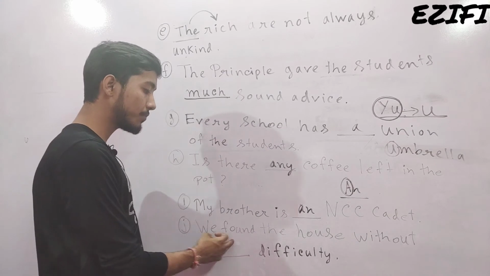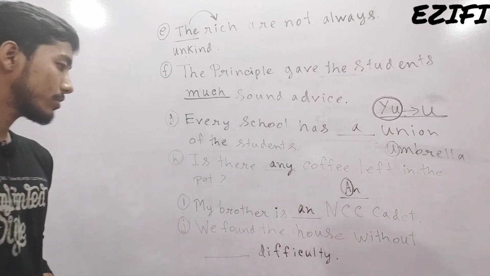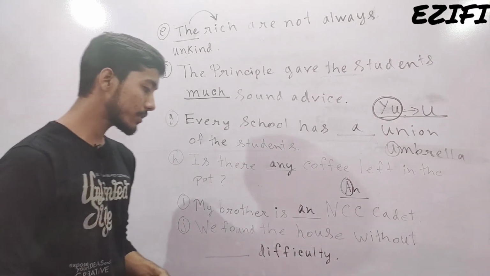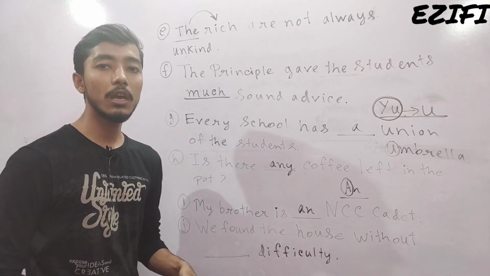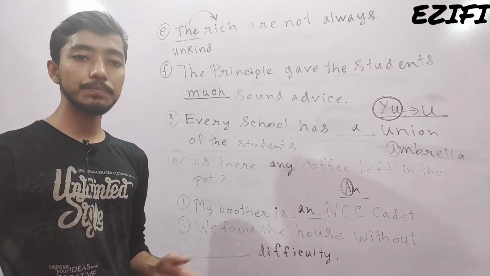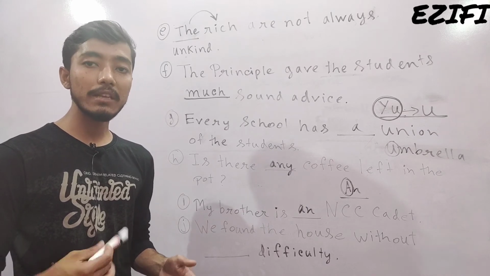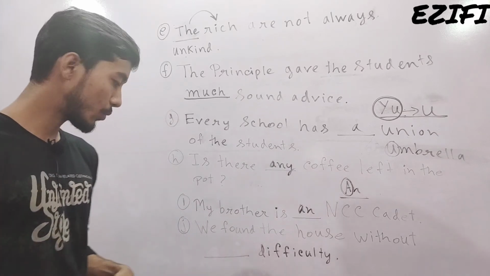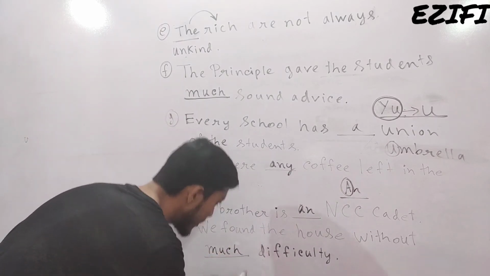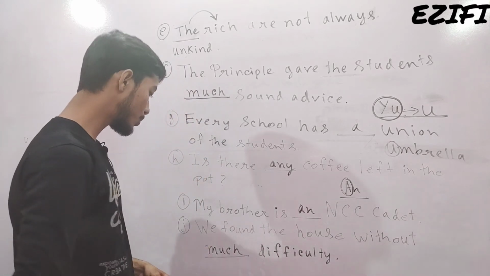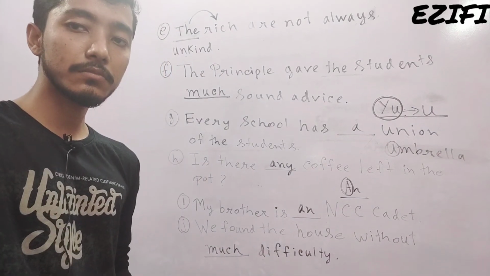Now next, we found the house without dash difficulty. Now most of us generally say we found the house without any difficulty. That cannot be the scenario, because normally when we don't know a house and we go to search for that, there is a little bit of difficulty. So that will be grammatically incorrect if we say any. We must write, we found the house without much difficulty, to show that there was some difficulty but not that much.